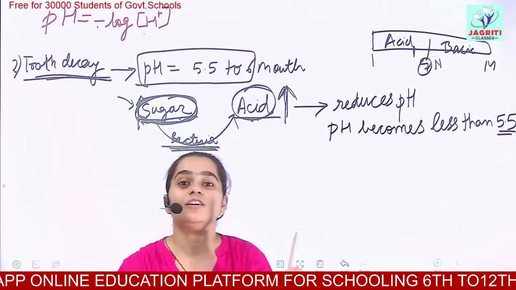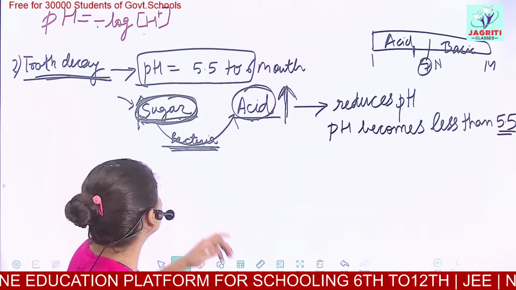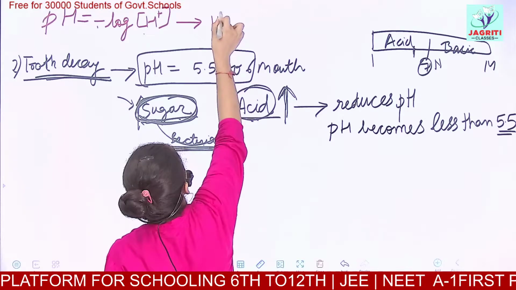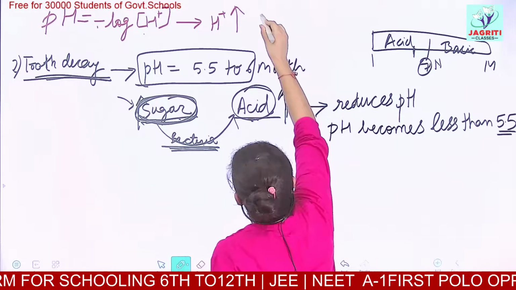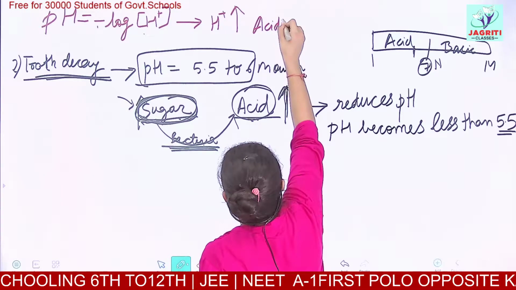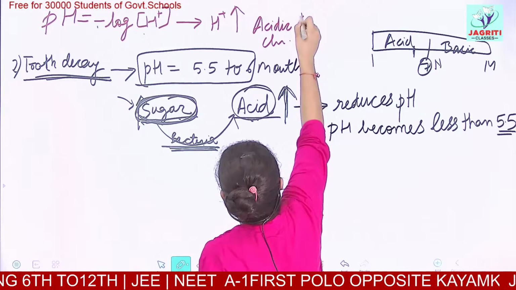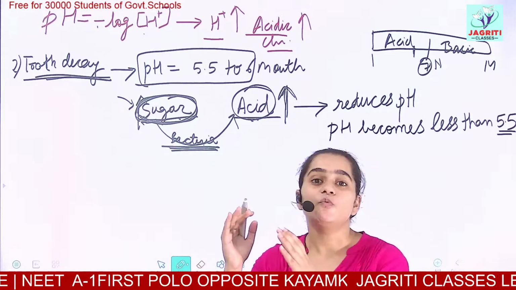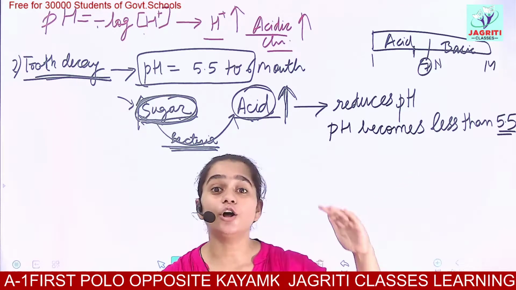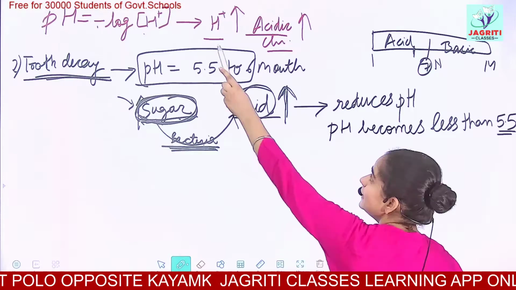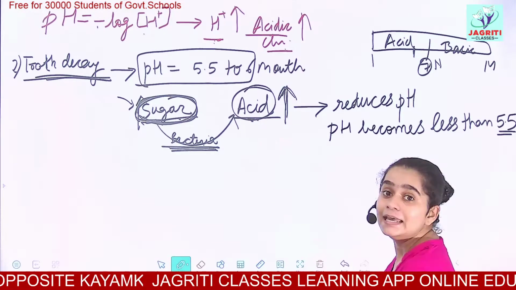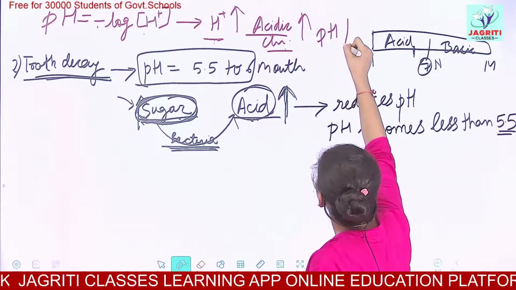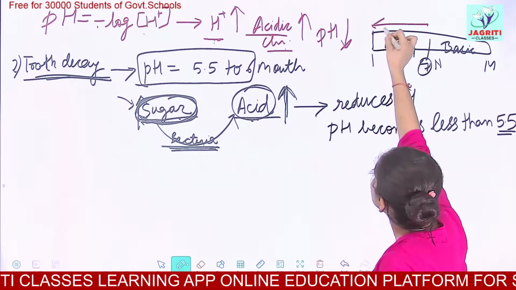When the concentration of H plus ions will increase, your pH value will decrease. That is, when the concentration of H plus increases, then the acidic character increases. H plus is directly proportional to acidic character. Directly proportional means when one quantity is increased, the relative quantity also shows an increase. So on increase in H plus ions, the acidic character increases, and as a result of acidic character increases, the pH value decreases. That is, the pH scale shifts to left.